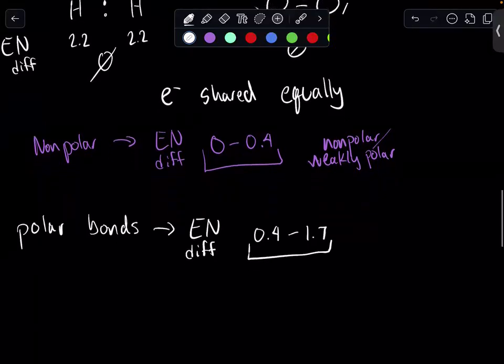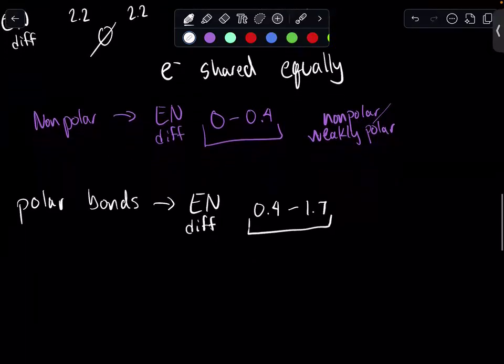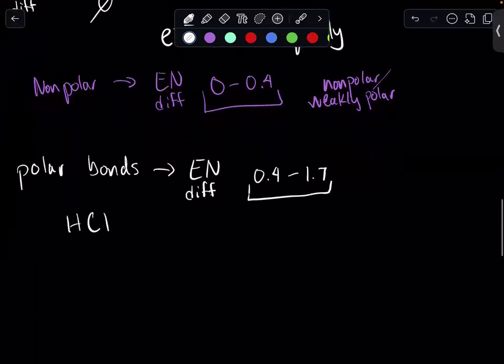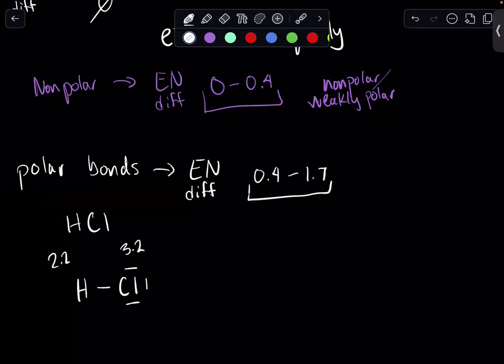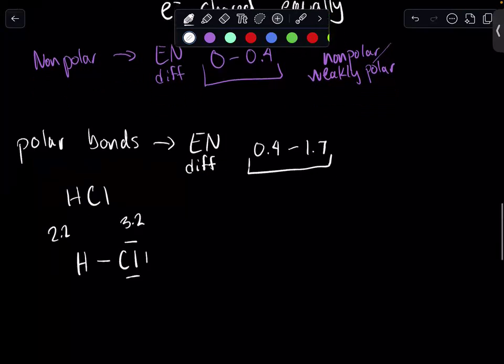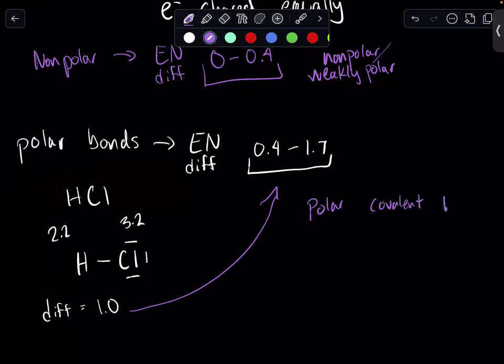Now, let's look at an example of a bond that matches that criteria. So let's look at HCl, hydrochloric acid. Hydrogen bonds with chlorine, and we already know from earlier this is 2.2 and this is 3.2. Therefore, our difference is 1.0. That is right in that range. So this would be a polar covalent bond.